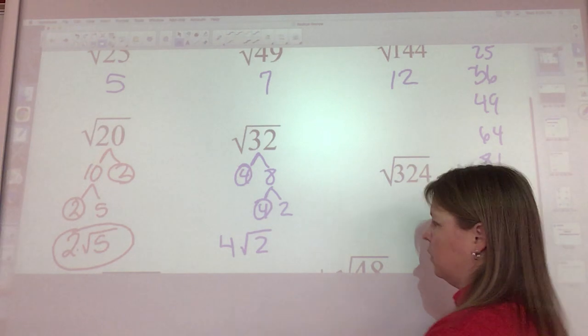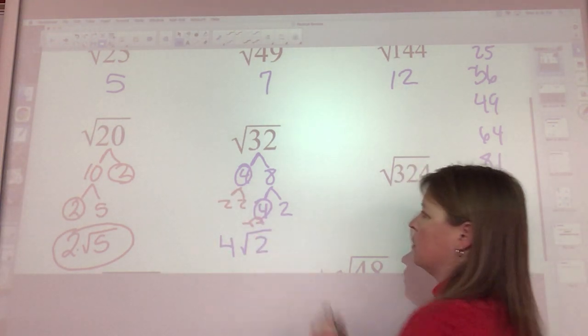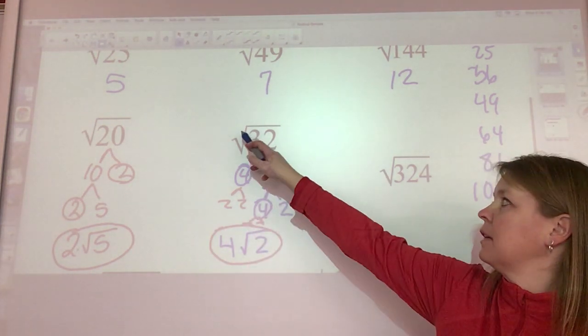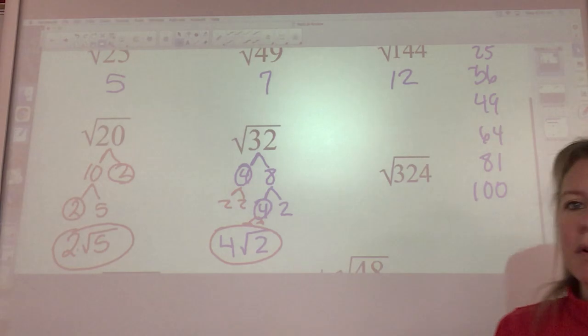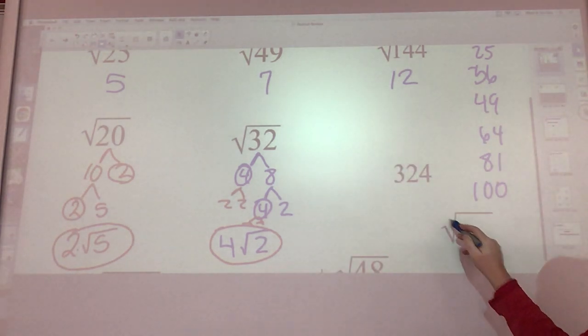You don't have to continue and take out a pair of 2's and another pair of 2's. As soon as you get a pair, you're allowed to stop. When this is a cubed root, you'd be looking for 3 factors of the same. Square root of 324. Oops.